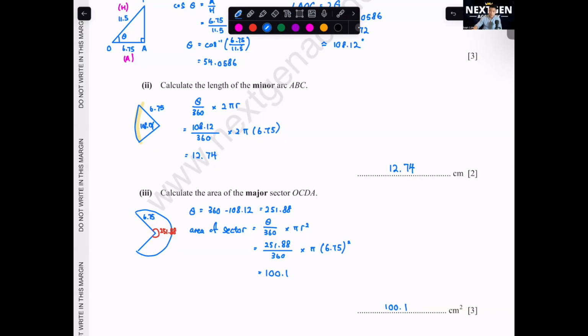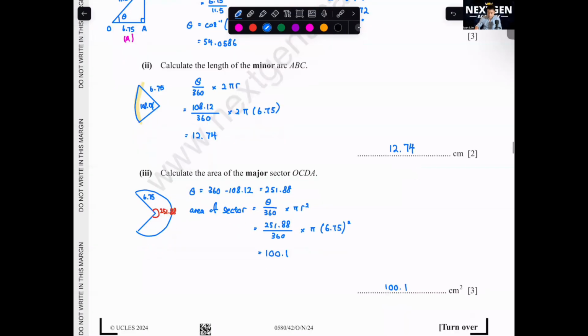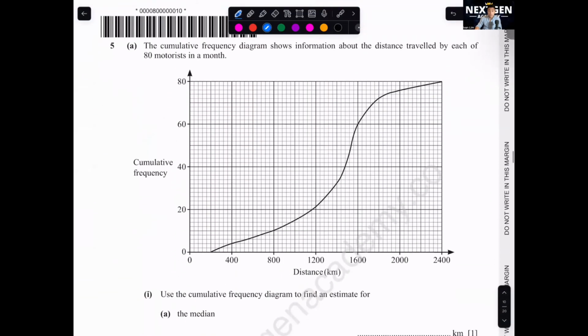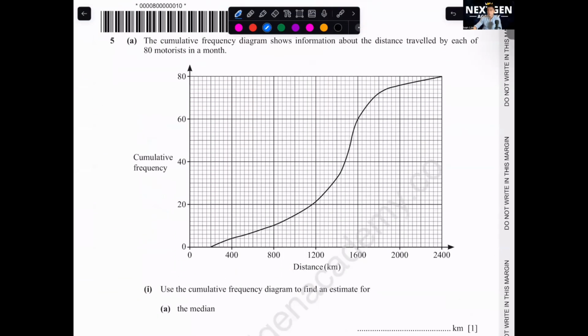Number 5 is under your topic of statistics. Normally they like to come out in paper 4 statistics. They can ask you very long questions. A cumulative frequency diagram shows info about the distance traveled by each of 80 motorists in a month. Use the cumulative frequency to find an estimate for the median. The y-axis is cumulative frequency. That means it keeps on accumulating until the total. The x-axis is your distance.